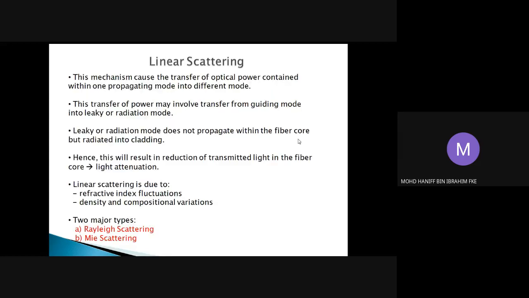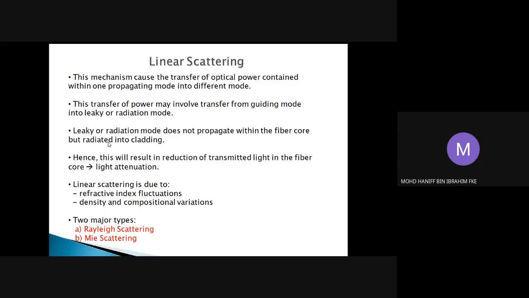Okay, so for linear scattering, I put it here that it is a mechanism which causes the transfer of optical power within one propagating mode into a different mode. So this is what we have discussed from the previous diagram, in which the power initially in the guiding mode, which is the mode propagating in the optical fiber core, will then be transferred into a leaky mode. So leaky mode is not in the core, but in the cladding, so it will incur loss. Due to this leaking, or transfer of power, the amount of power propagating in the core will be reduced. So this will incur a scattering loss.